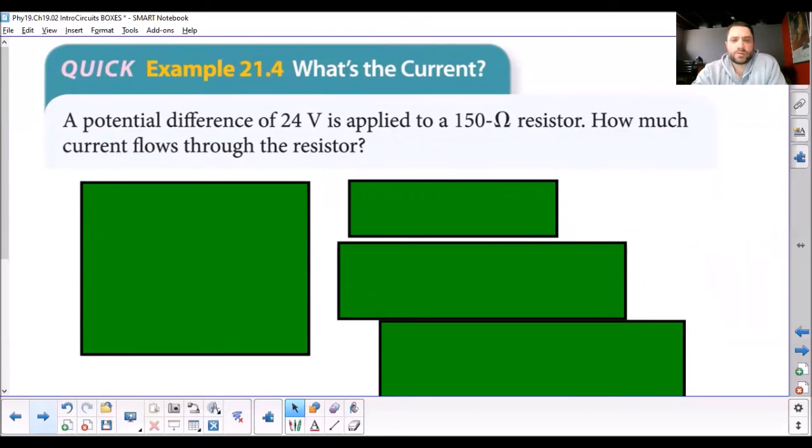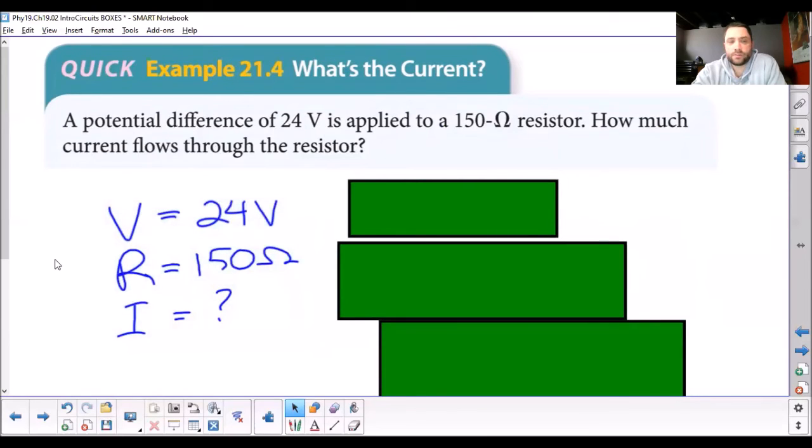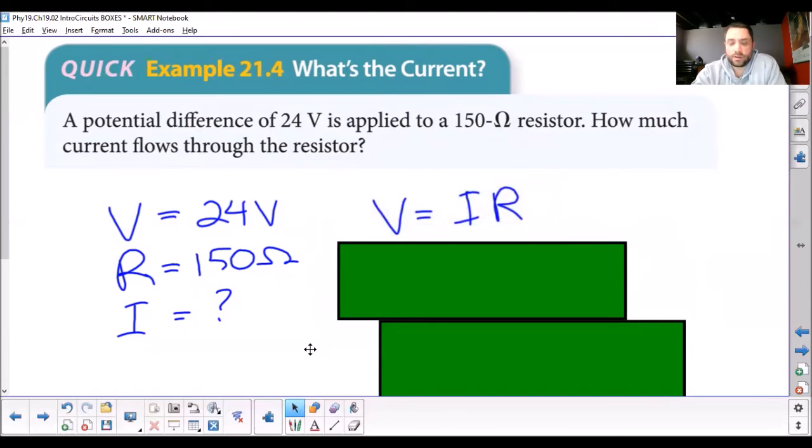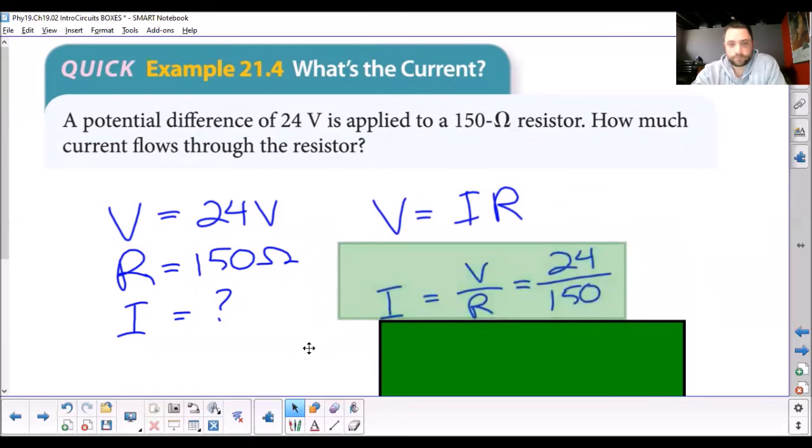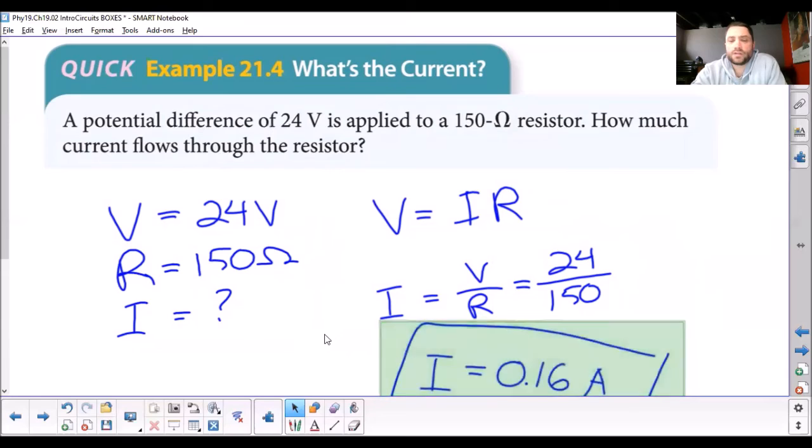So here's one example. A potential difference of 240 volts, like a battery, is applied to a 150 ohm resistor. How much current flows through the resistor? Well, if we list out our knowns, we have our voltage, we have our resistance, and we're looking for current. So we use our super duper difficult equation, plug everything in, and solve for current, and we get 0.16 amps.